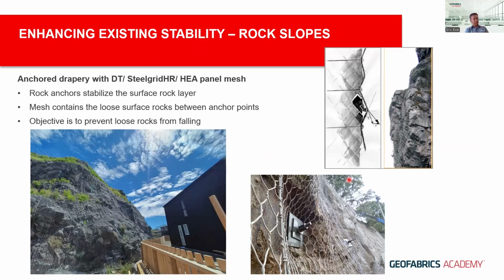Then the other part of using the mesh for rock slope is what we call anchored mesh or secured drapery, where the anchors stabilize or improve the stability of the rock slope by intercepting some kind of discontinuities. And then any loose material within that is contained by the mesh. So this is where anchored drapery, by using different types of mesh, and it's part of the design, contains the loose rock within the 4 anchor points. Okay, so that's the second at-source control option.